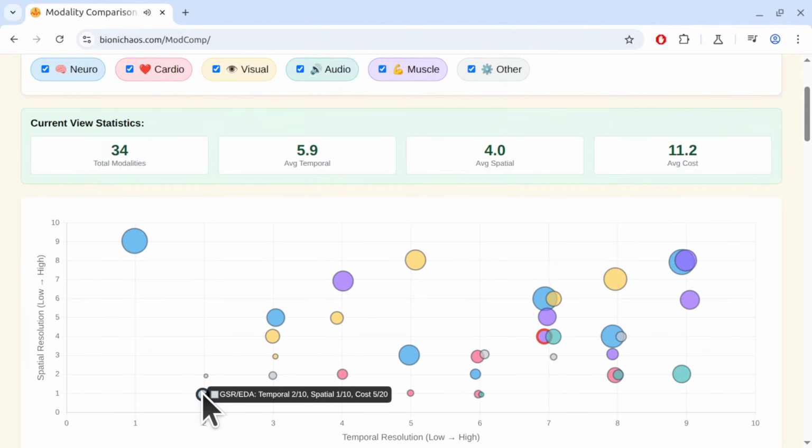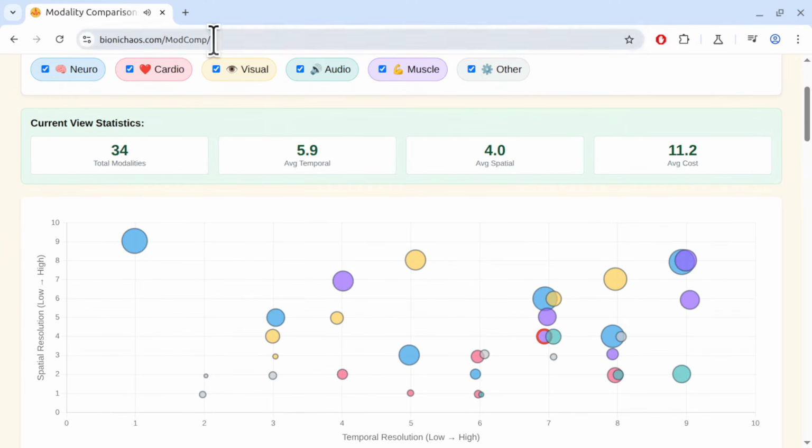So slow again, and even less precise spatially. What's it good for then? It gives you a general sense of stress or emotional arousal, like is someone generally worked up, but it won't tell you how stressed or what emotion. It's like getting a vibe check through a really fuzzy old radio. You know something's happening, but the details are lost in the static.